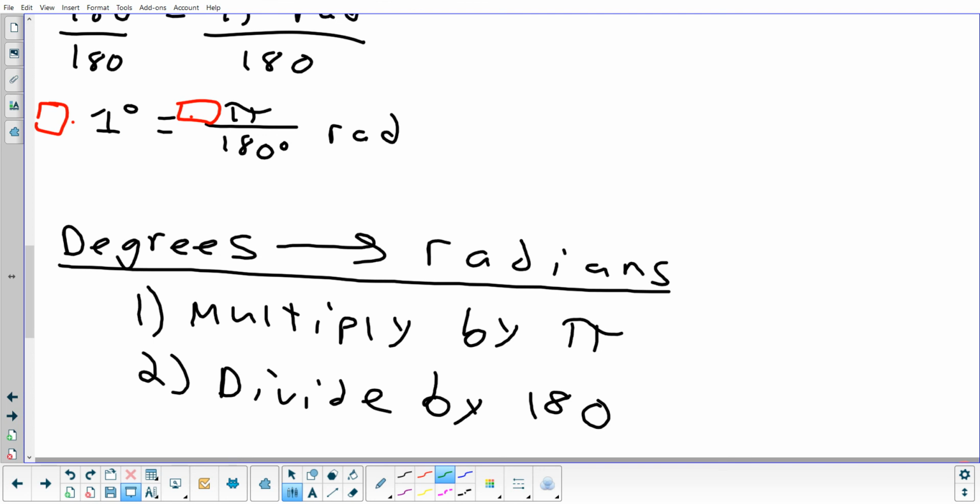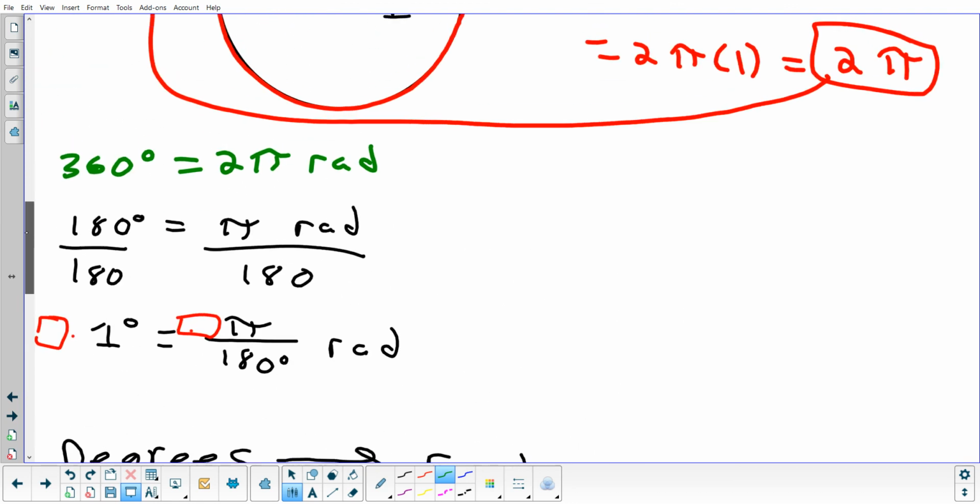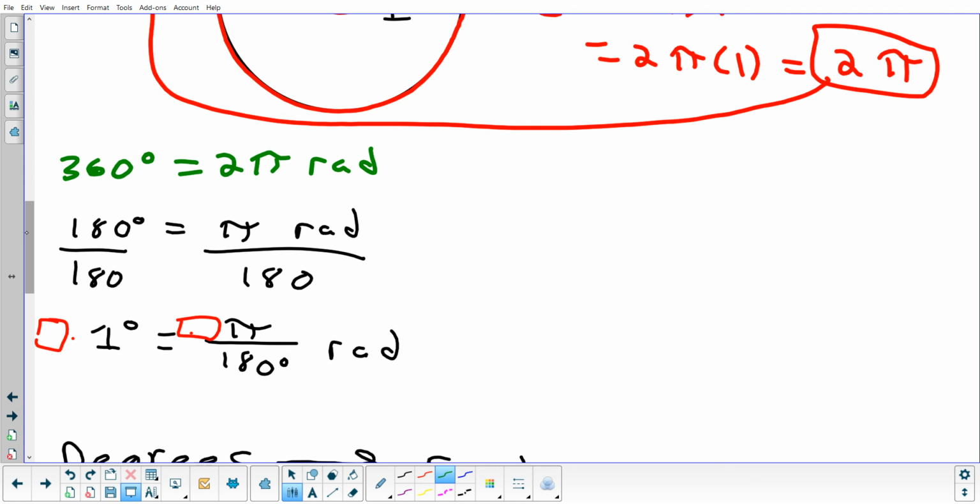Now, that gives you a formula to change degrees to radians. We also want to be able to convert the other way, okay? Radians to degrees. And that'll be the last thing that we look at for today, and we'll do a few examples. Everybody have those two steps? Okay. So let me go back up. Let me write this down again. 180 degrees equals pi radians.